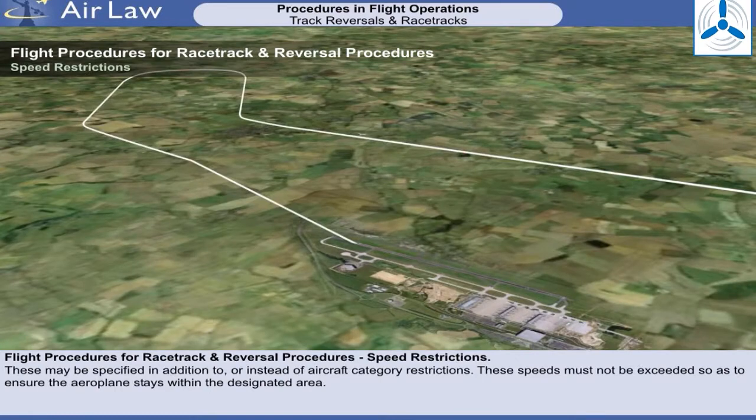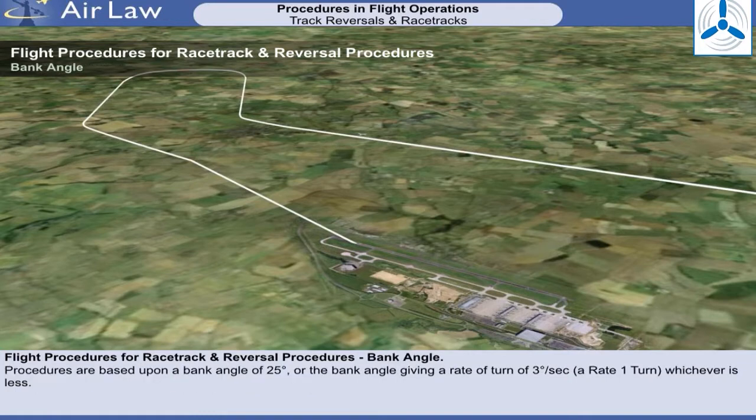Speed restrictions. These may be specified, in addition to or instead of aircraft category restrictions. These speeds must not be exceeded to ensure the aeroplane stays within the designated area. Bank angle. Procedures are based upon a bank angle of 25 degrees, or the bank angle giving a rate of turn of 3 degrees per second, a Rate 1 turn, whichever is less.